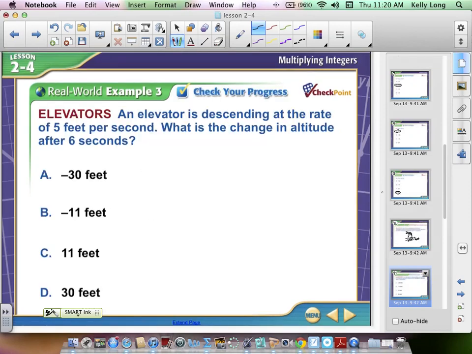All right, look at this one. An elevator is descending at the rate of 5 feet per second. What is the change in altitude after 6 seconds? Again, it's descending, so it's going down. That's going to be a negative 5 feet per second, and it's doing it for 6 seconds, so times 6 is going to equal a negative 30 feet. Choice A.